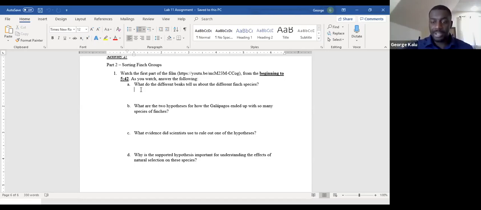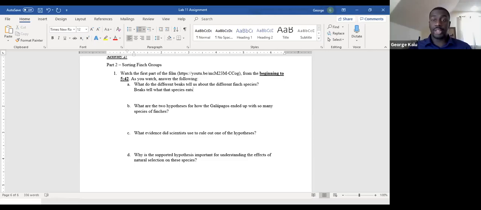Right, it tells us exactly. Good job, Rihanna. And yes, you're good. So it tells us what they eat. Okay, so the beaks will give an indication of what that finch species eats. Okay, what its food source is going to be.